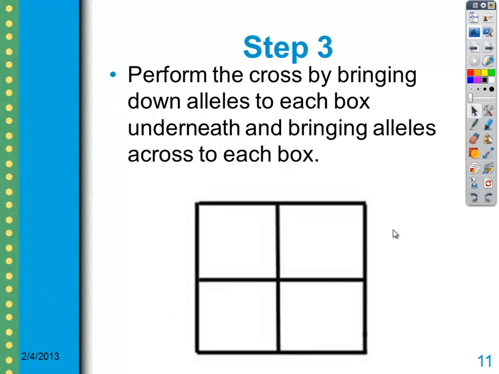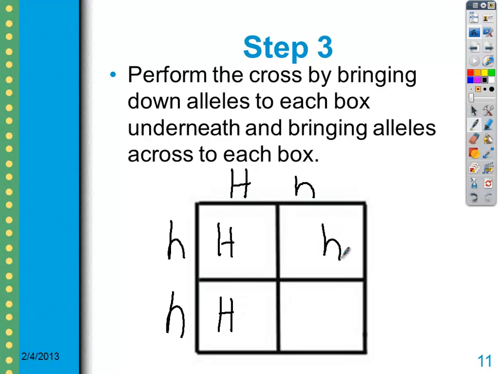Now in step 3, I'm going to perform my cross. I'm just going to write my parents back in here real quick. And now you want to do your cross. You want to pull down your H's. Big H, pull down the little h. I'm going to pull this little h over. Pull this little h over. All right. So here are my offspring.